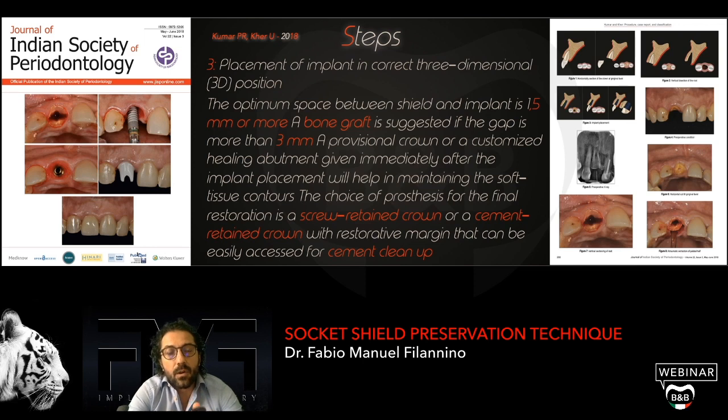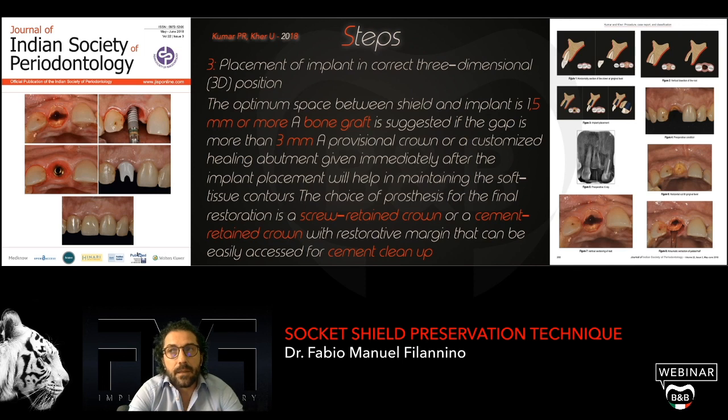What we also know from this article and from the authors in these years is that when we have a gap between the shield and the implant, it should be at least 1 millimeter, 1.5. And when it is larger, for example more than 3 millimeters, it is suggested to insert biomaterial to not allow the soft tissues to migrate inside of the socket.